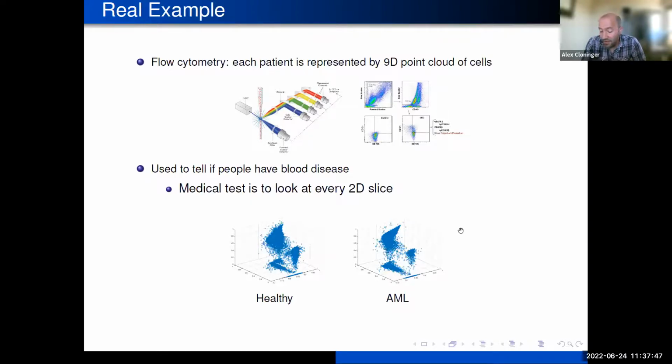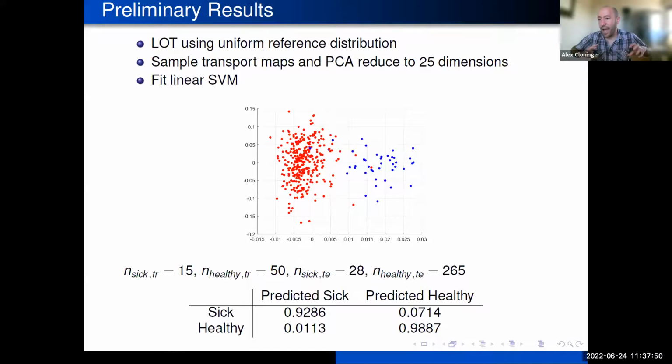But what we can do is just build an LOT embedding. So how would you transform the uniform distribution into this point cloud? We get these transport maps. We do a PCA reduction to 25 dimensions. So now each person is just a vector in 25 dimensions. And I build a linear classifier. And in the linear classifier, with 15 examples of healthy people and 50 examples of sick people, we can get a test accuracy that's in the 90th percentile in terms of both precision and recall.